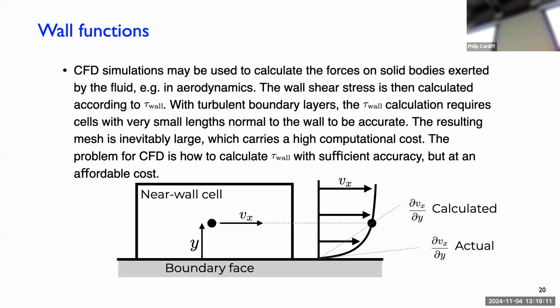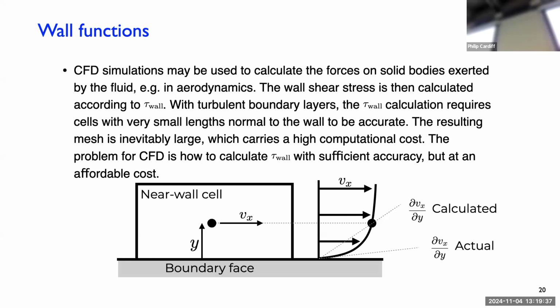So let's look at this profile here. Imagine that's the true fluid profile, it goes to 0 at the wall. If you look at the true slope by the wall, you'll see it's this slope here. So if you multiply that slope by the viscosity, you get the shear stress. Fine. But imagine that because of the coarseness of my mesh, the first cell center is here. So it's at this width.